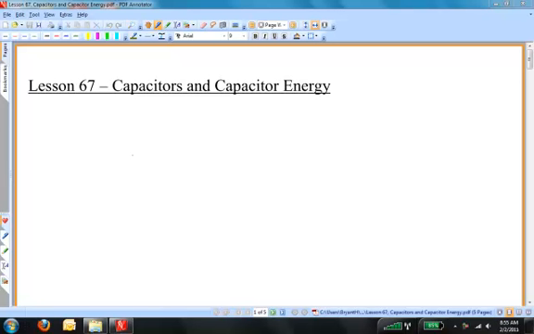This is Lesson 67, and it is entitled Capacitors and Capacitor Energy. Capacitors! A new electrical device for us appears in this lesson.